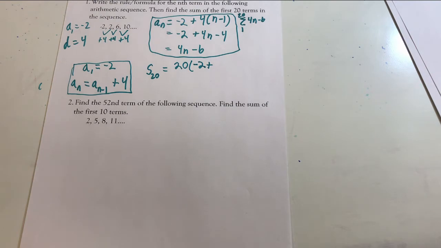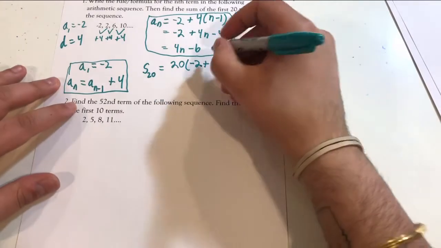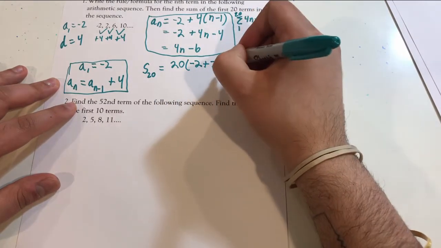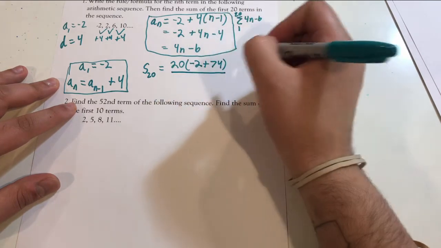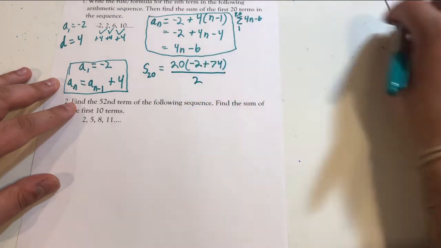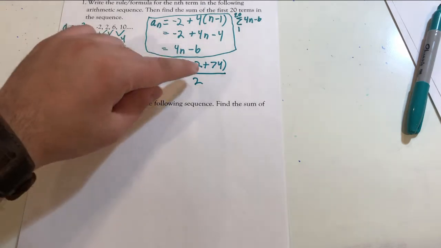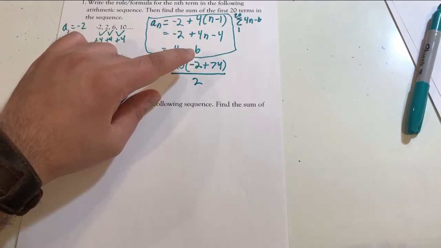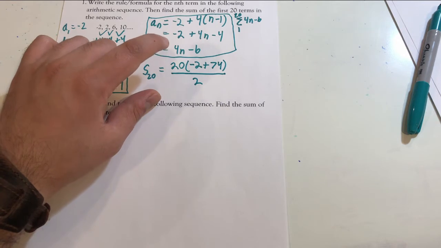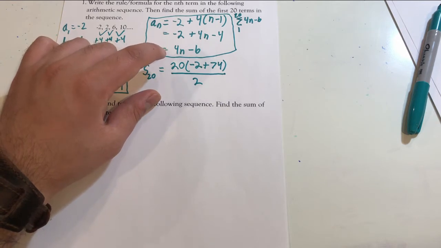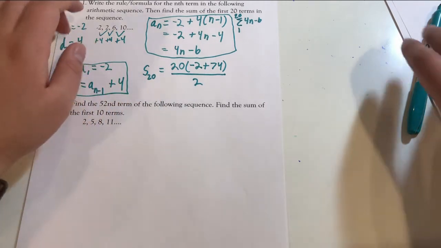And I'll just use a calculator to quickly get that. And I end up with 74. So 74 goes here. And then I put that all over 2. Now that should be easy enough to compute, right? 74 plus -2 is 72 times 20 is 1,440. And then all divided by 2 gets me 720.